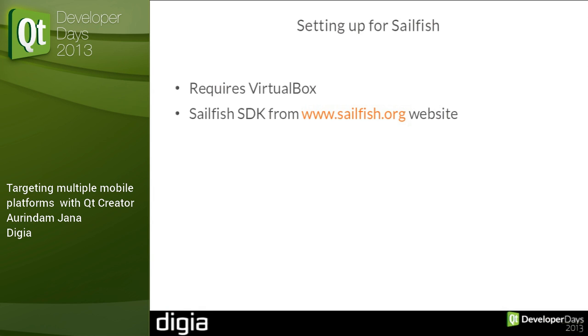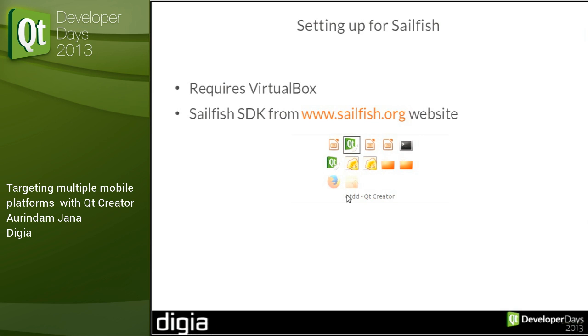For Sailfish, the way that compiling or building works is that you need a virtual machine because it does not have cross-compile toolchains. So you need VirtualBox. That's a hard dependency. You have to install VirtualBox for your application to build, and the rest is pretty much already set. If you download the Sailfish SDK, everything is configured. You just create a new project and you're good to go.